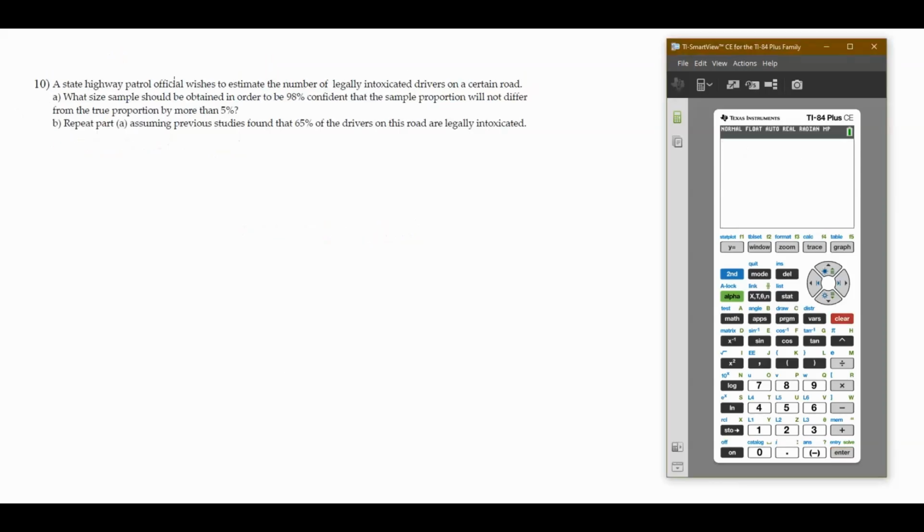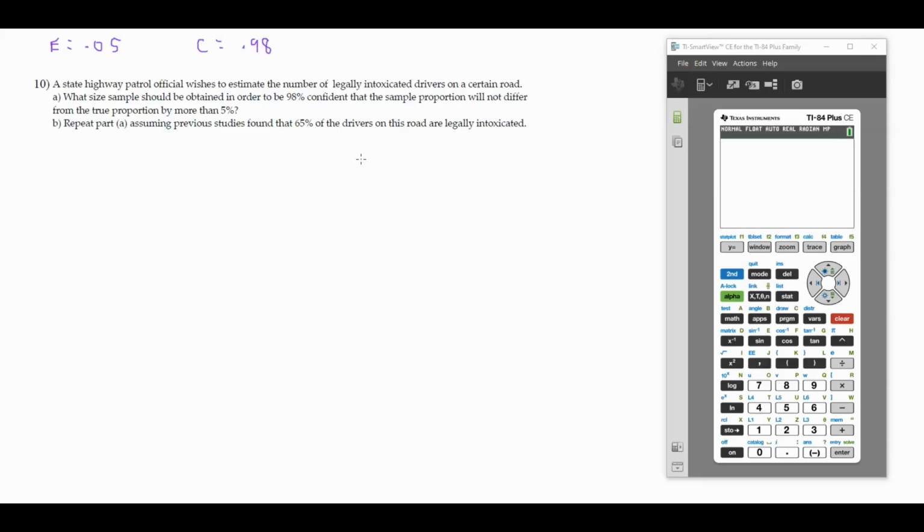A State Highway Patrol official wishes to estimate the number of legally intoxicated drivers on a certain road. What size sample should be obtained in order to be 98% confident that the sample proportion will not differ from the true proportion by more than 5%? So again, I want a sample size given a margin of error and a confidence level. My margin of error in this case is 0.05. My confidence level is 0.98.